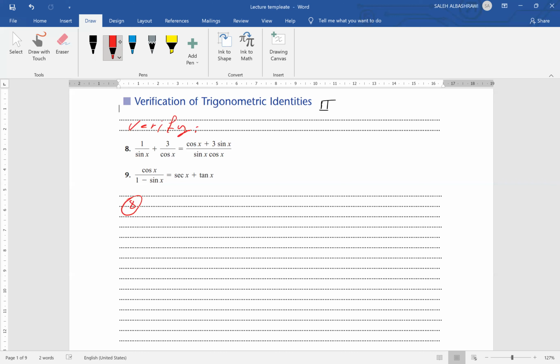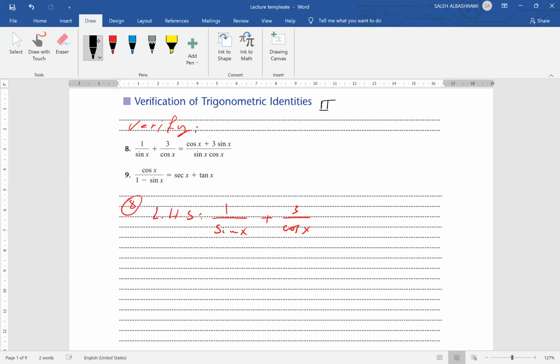In question number 8, we have 1 over sine x plus 3 over cosine x equal to cosine x plus 3 sine x divided by sine x multiplied by cosine x. If we take the left-hand side, which is 1 over sine x plus 3 over cosine x.